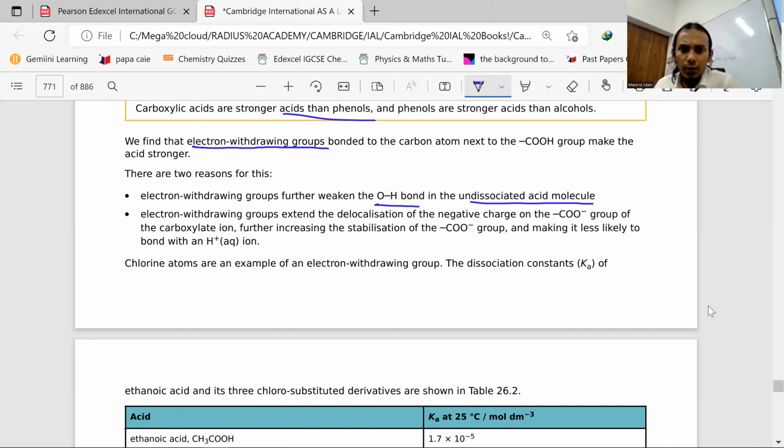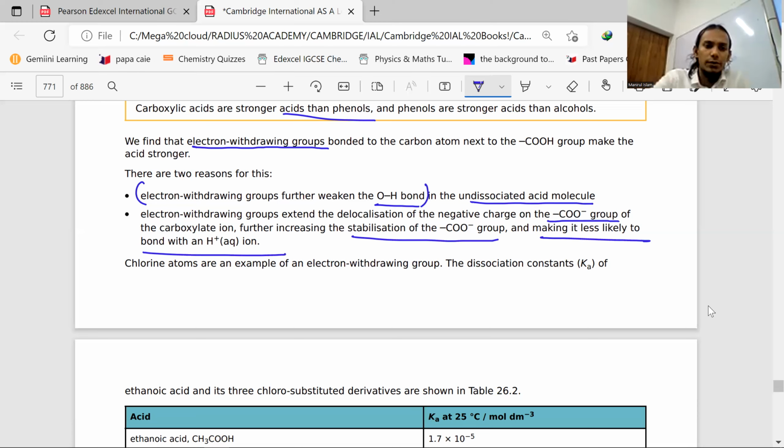So এইটুকু লিখলেই হবে, electron withdrawing group weaken the OH bond, because oxygen is more electronegative, and electron withdrawing group will pull the electron cloud towards it. So oxygen readily electron নাই. Electron withdrawing groups extend the delocalization of negative charge on the carboxylate ion group, further increasing the stabilization of this group, making it less likely to bond with hydrogen ion.